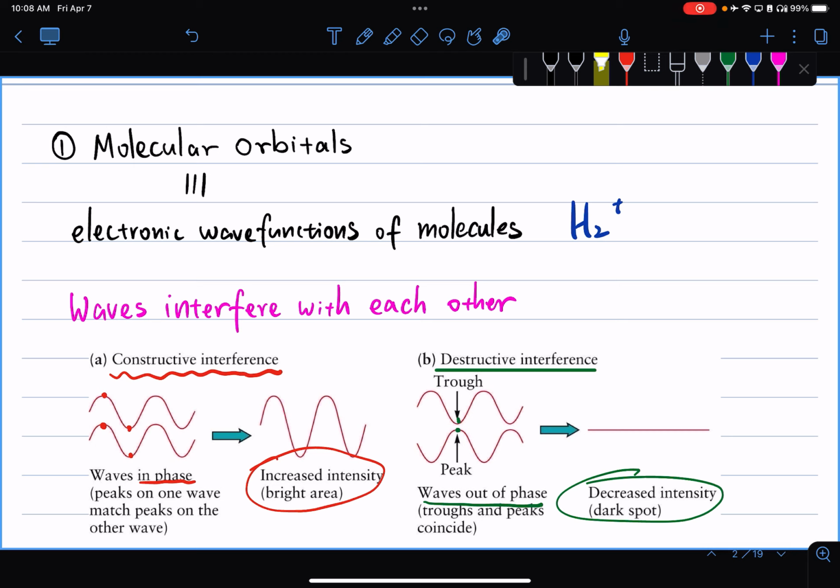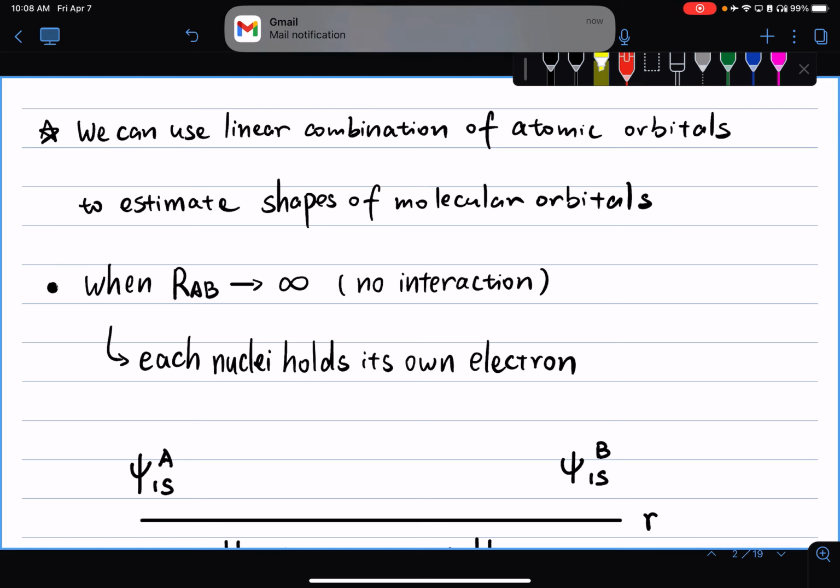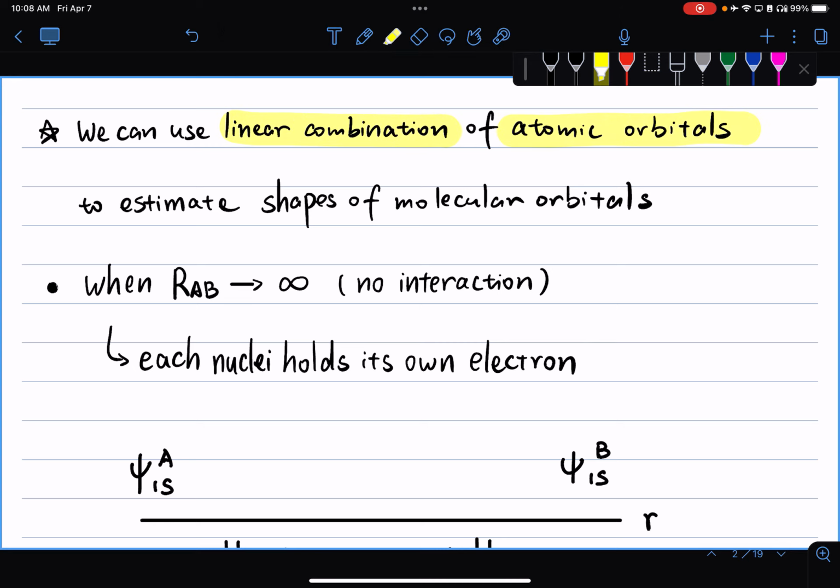That's impractical. So when we're talking about molecular orbital theory, normally in organic chemistry, we're talking about something called the LCAO-MO, or in other words, we're using the linear combination of atomic orbitals to estimate what the shape of your molecular orbital looks like. So this is the LCAO-MO theory.